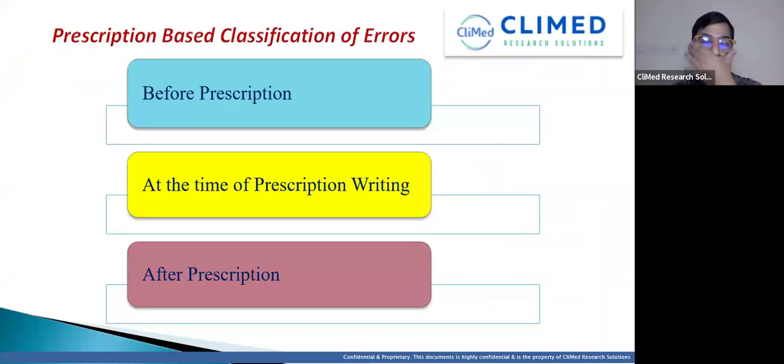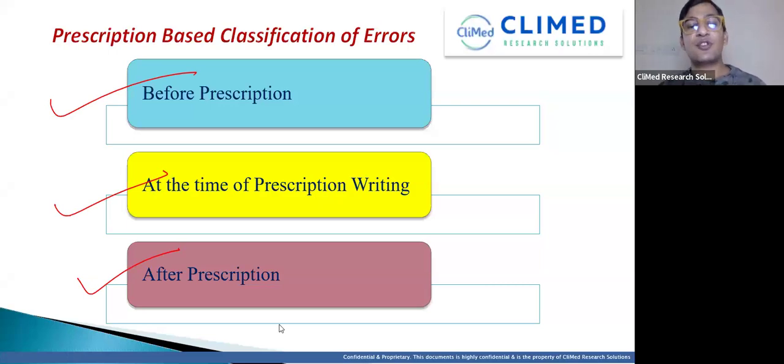Now, prescription-based errors. Prescription-based errors are of three types again. One, it could happen before prescription. It can happen at the time of prescription, and it can happen after the prescription. So guys, give me one example each of a before-prescription error, an error at the time of prescription, and an after-prescription error. Kindly give me the answers. Give me one example from your side.